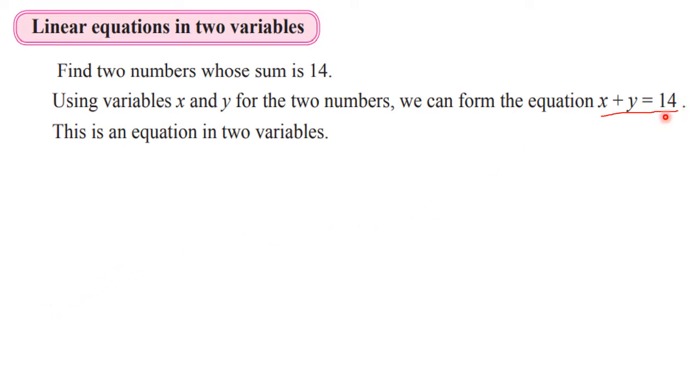Such an equation is called a linear equation in two variables. This equation has two variables and the degree of the equation is 1. For both the variables, the degree is 1. So we say that this is a linear equation in two variables. Now let us solve it.